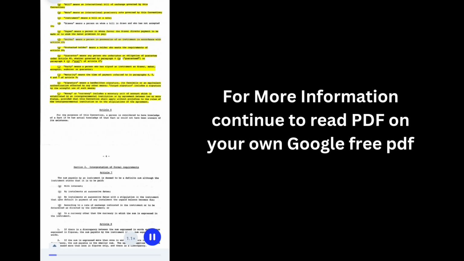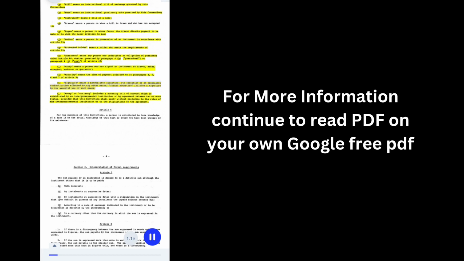"Holder" means a person in possession of an instrument in accordance with Article 15. "Protected holder" means a holder who meets the requirements of Article 29. "Guarantor" means any person who undertakes an obligation of guarantee under Article 46, whether governed by paragraph 4 or paragraph 5 of Article 46. "Party" means a person who has signed an instrument as drawer, maker, acceptor, endorser or guarantor. "Maturity" means the time of payment referred to in paragraphs 4, 5, 6 and 7 of Article 9.